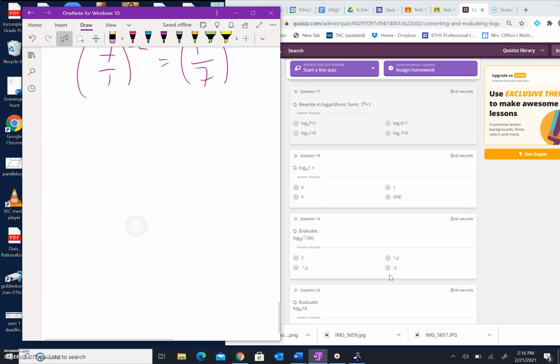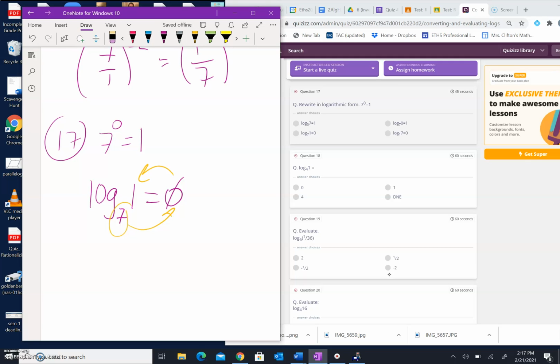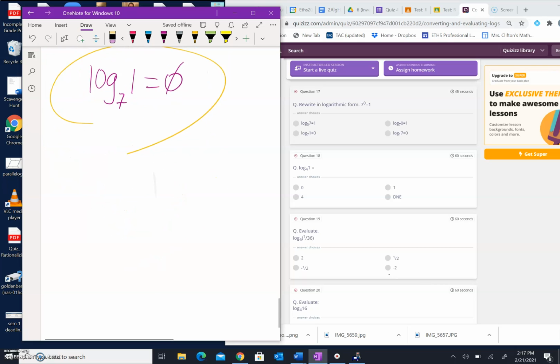Number 17, rewrite this in log form. Right? Remember, the base is 7. That's going to be the base here. The result is a 1, and the exponent is 0. As a double check, 7 to the 0 is 1. Remember, anything to the 0 power is 1. Remember, they asked us to rewrite it, so our final answer is like the whole thing. We are just writing it in a different form.